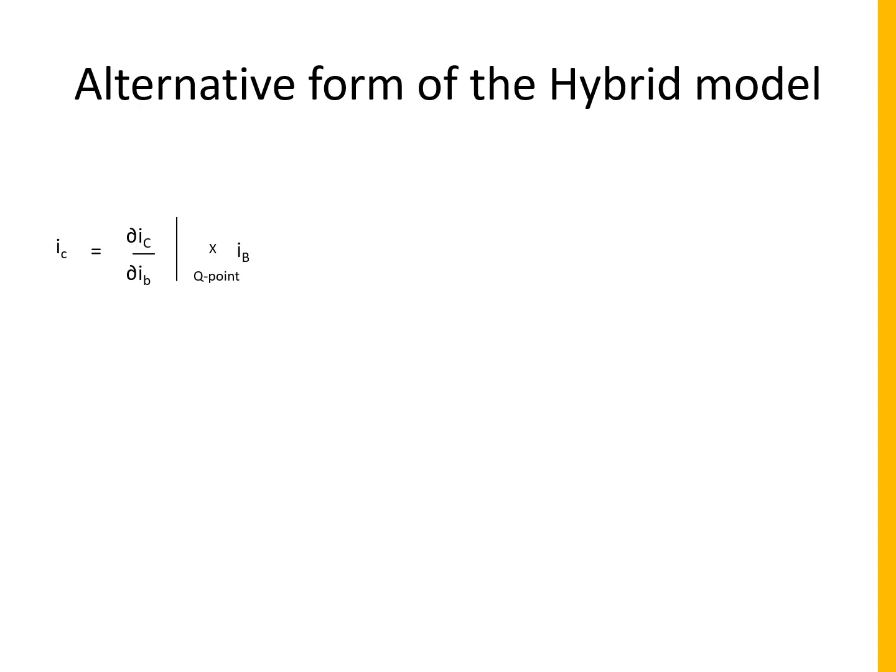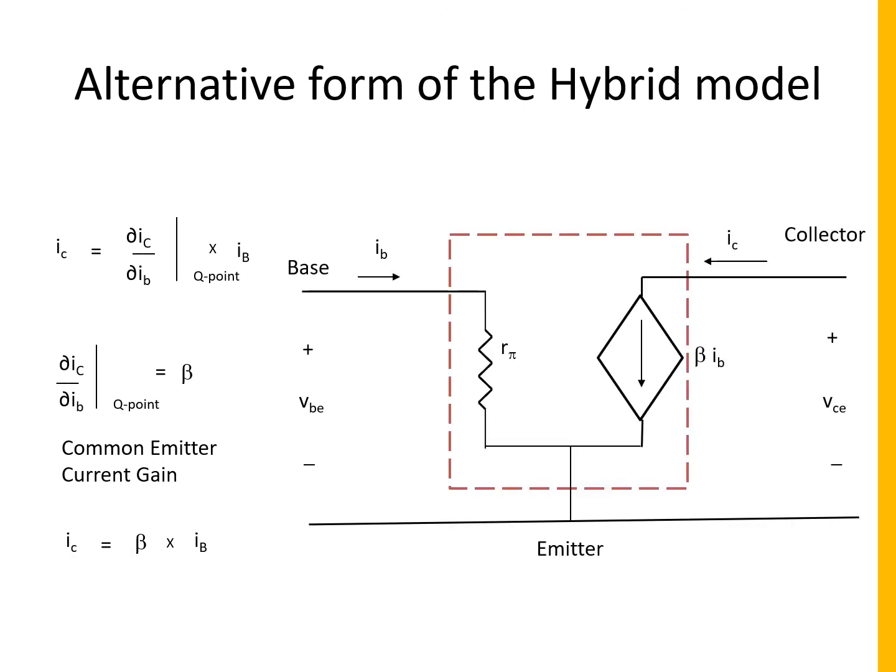In yet another way, as discussed before, IC can be analyzed with respect to IB. Any small change in IB causes a change in IC, which is represented by beta, the common emitter current gain. IC is equal to beta IB. This is a current dependent source with the value beta IB as shown in the accompanying figure. Instead of gm VBE, we have beta IB, which yields the same current IC.